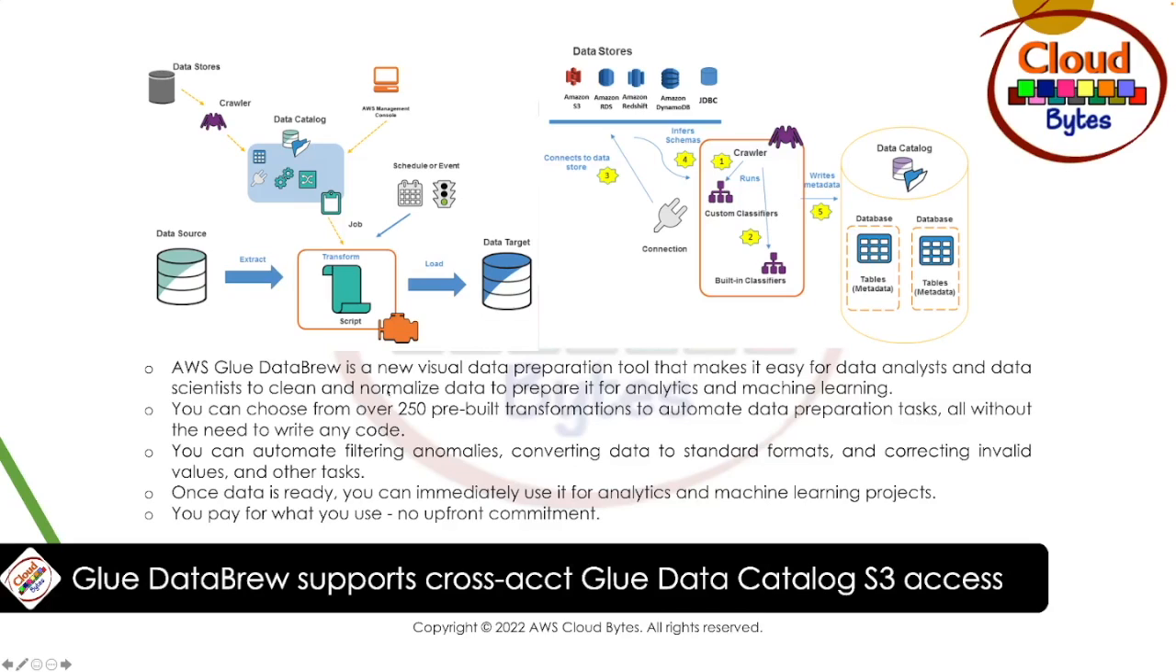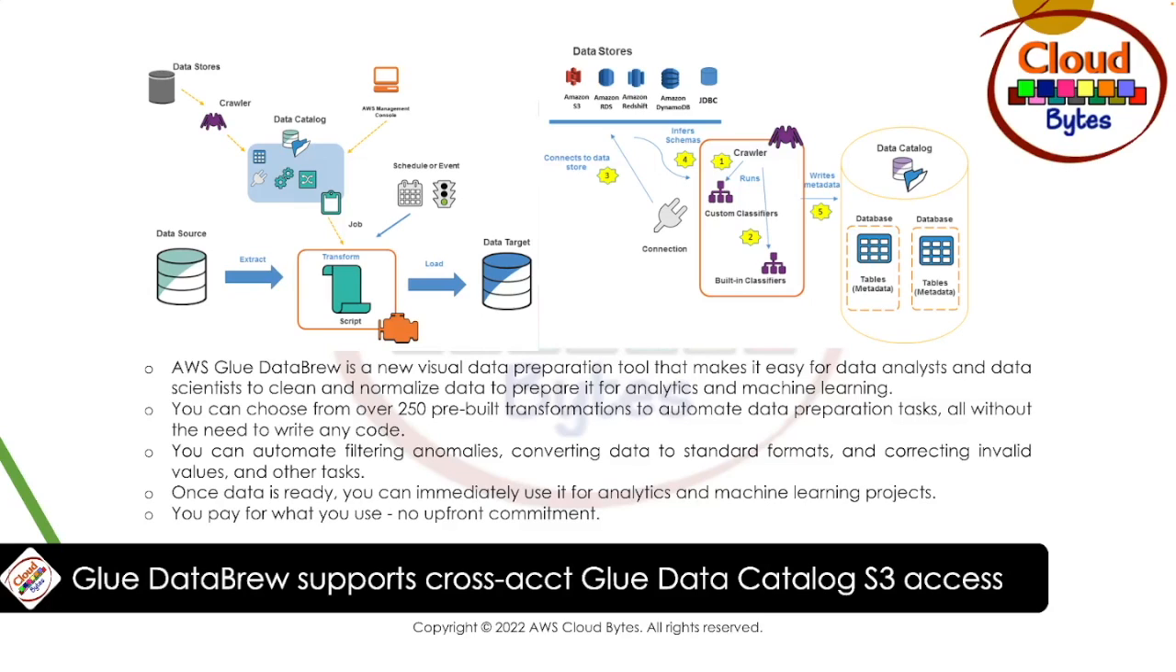Now, going back to point 3, you can automate filtering anomalies, converting data to standard formats, and correcting invalid values and other tasks in Glue. Once data is ready, you can immediately use it for analytics and machine learning projects. The last part of Glue is pay for what you use. There is no upfront cost.